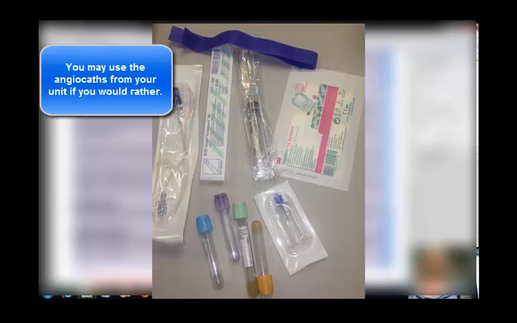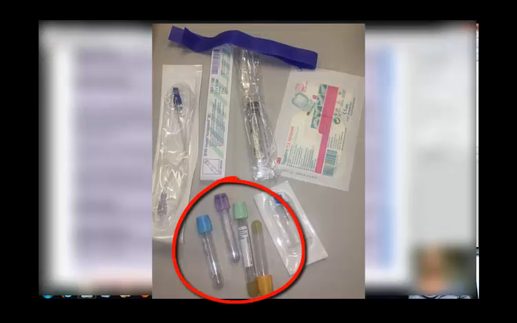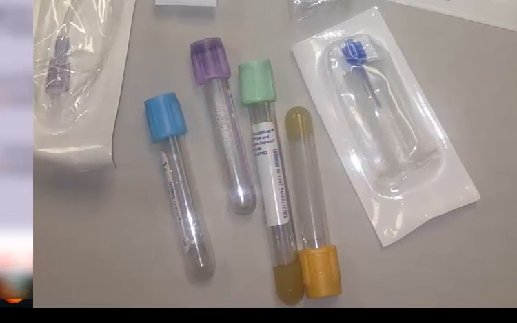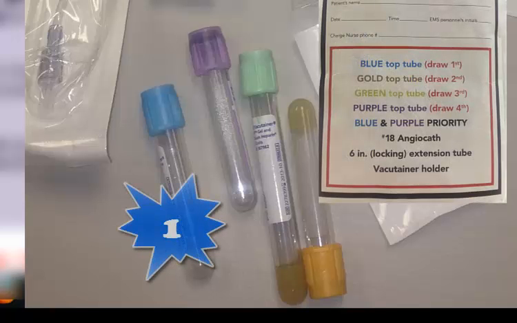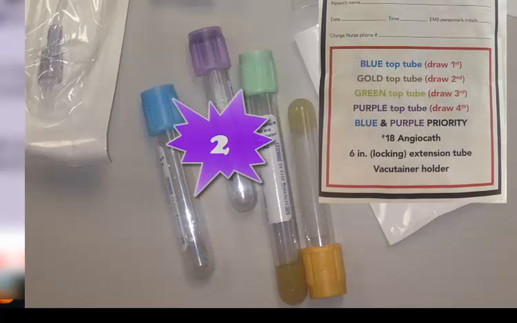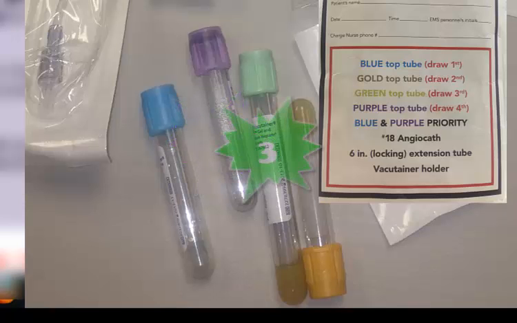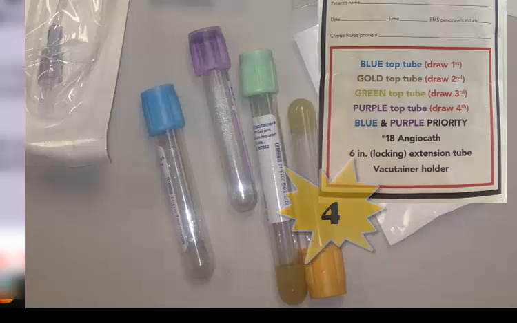It is a valve angiocath. The tubes that are in there are different colors, and on the outside of the packet it tells you what order to draw them in. The reason that's important is because some of the tubes have stuff in them, like the blue tube has heparin in it, and so it can actually change your results if you don't draw them in the right order.